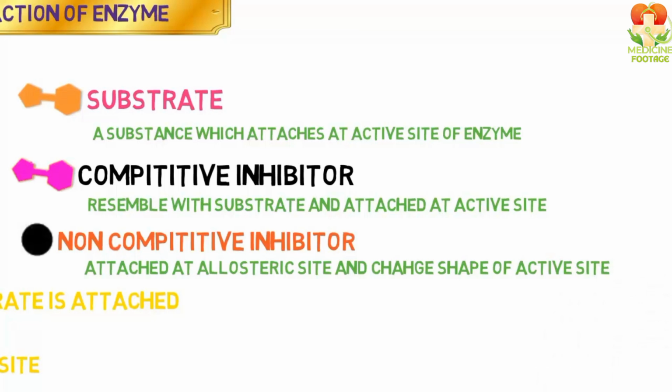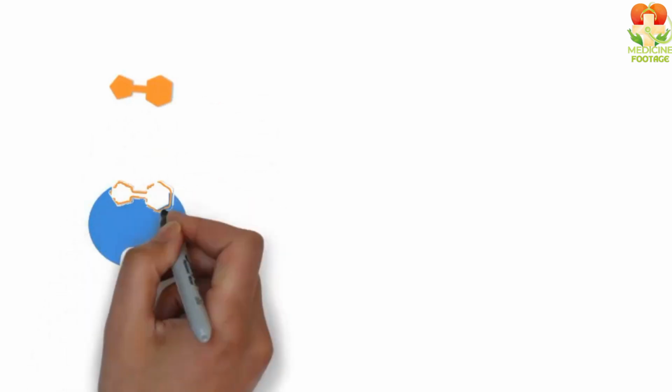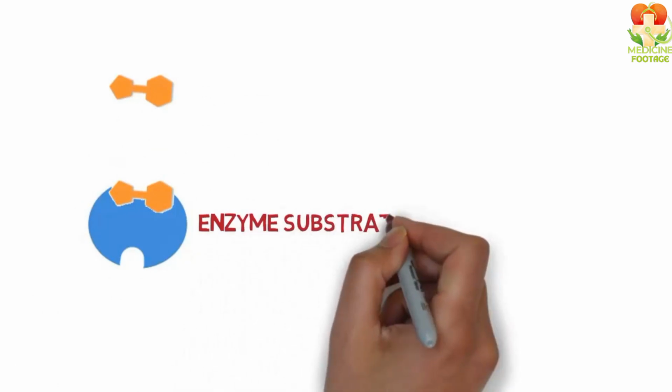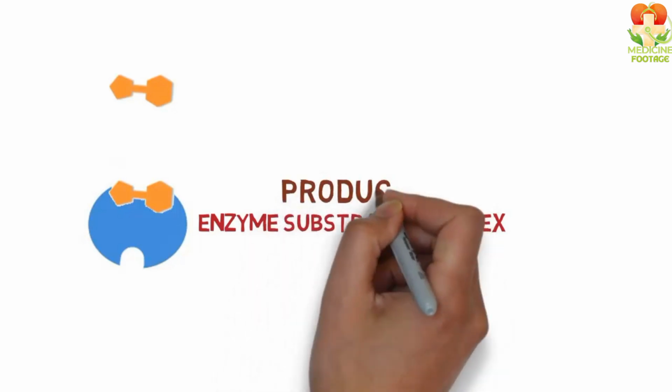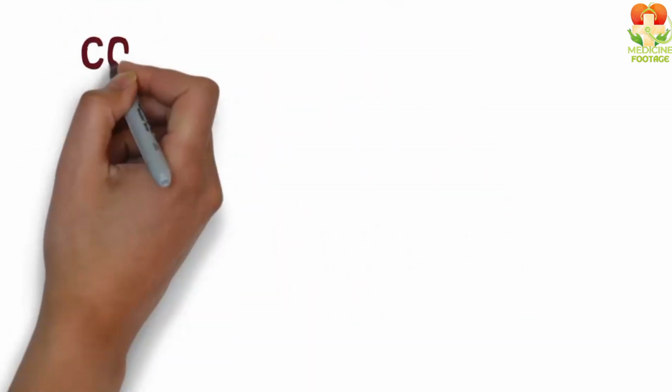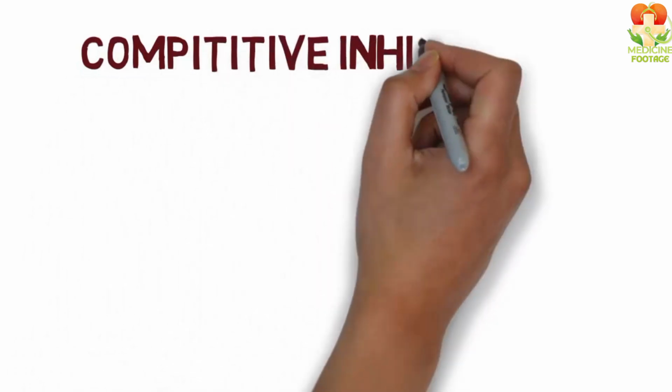Now, how do these three work in the mechanism? Let's begin the mechanism with animation. Look at this. This is the enzyme, and this is its substrate. The substrate fits into the active site of the enzyme, forming the enzyme substrate complex, and the reaction takes place, producing the enzyme's products.